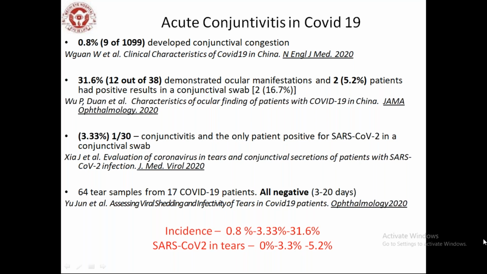Conjunctival congestion blanches on pressure, whereas the ciliary congestion usually does not blanch on pressure. And also, with mild iritis, there will be some other signs in the anterior chamber in the circumciliary congestion.